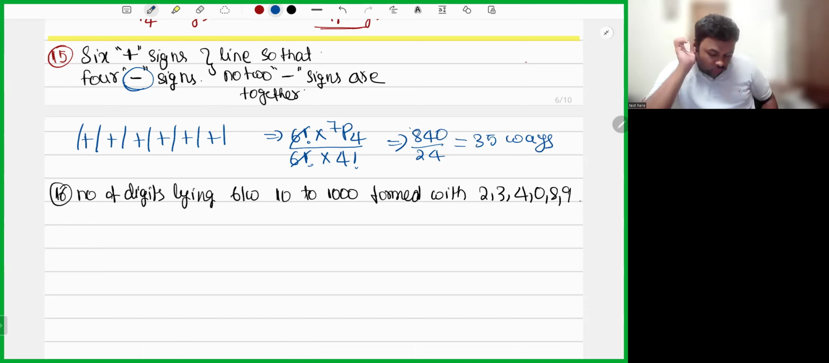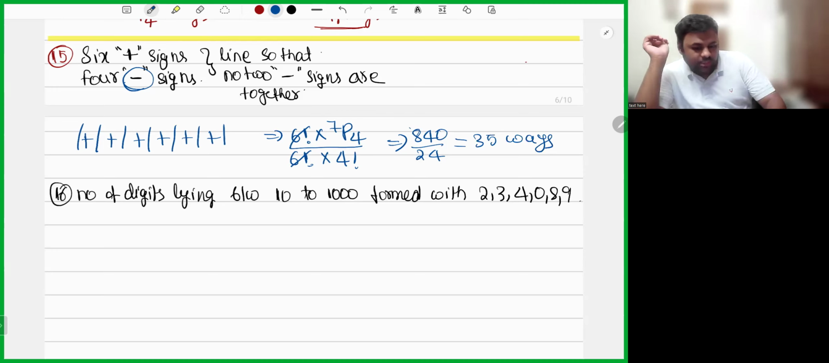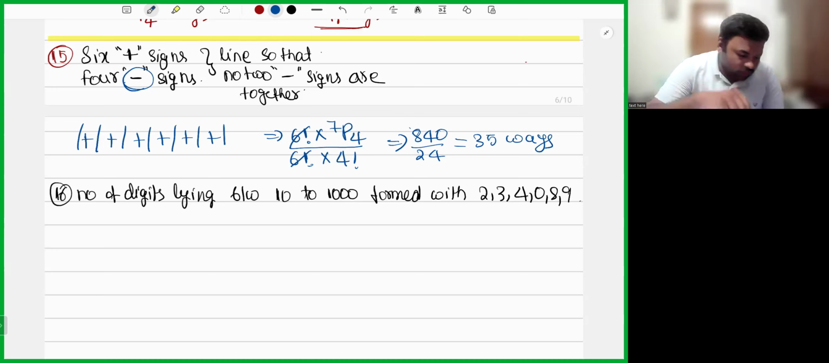Try to understand what I'm doing. First, I'm arranging 6 plus signs in 6 factorial ways. In between them, we have 7 gaps. In these 7 gaps, I'm arranging the 4 minus signs. So 6 factorial into 7P4. Now plus signs are repeated 6 times, so 6 factorial. Minus signs are repeated 4 times, so 4 factorial. 6 factorial cancels, 840 by 24.